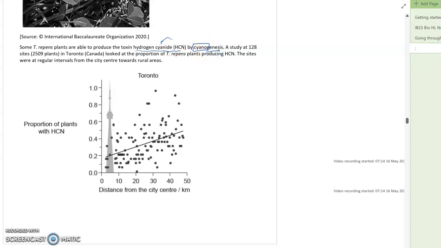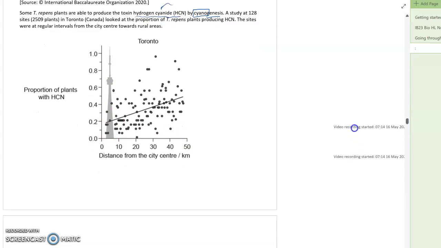So a study at 128 sites with 2,509 plants in Toronto looked at the proportion of T. repens plants producing HCN. The sites were at regular intervals from the city centre to the rural areas. So I always say it's a good idea to try and read the graph. Looking at this graph, it's quite disparate data, but as you move away from the city centre, the proportion of plants with HCN seems to be increasing. Okay, so let's go on.